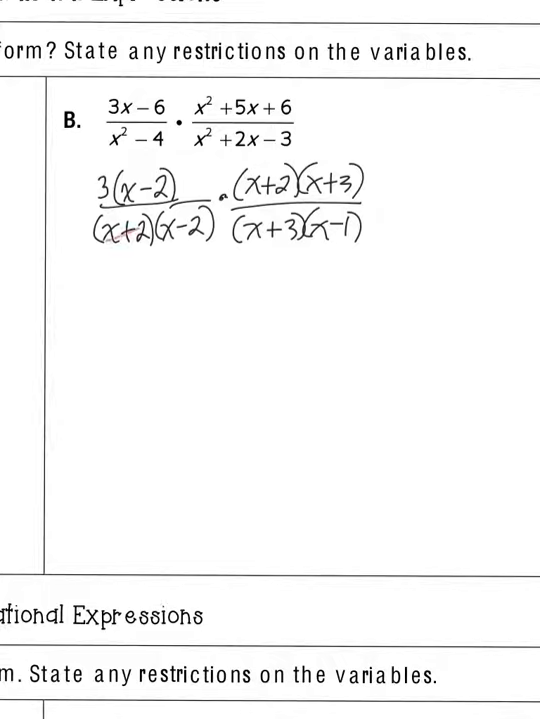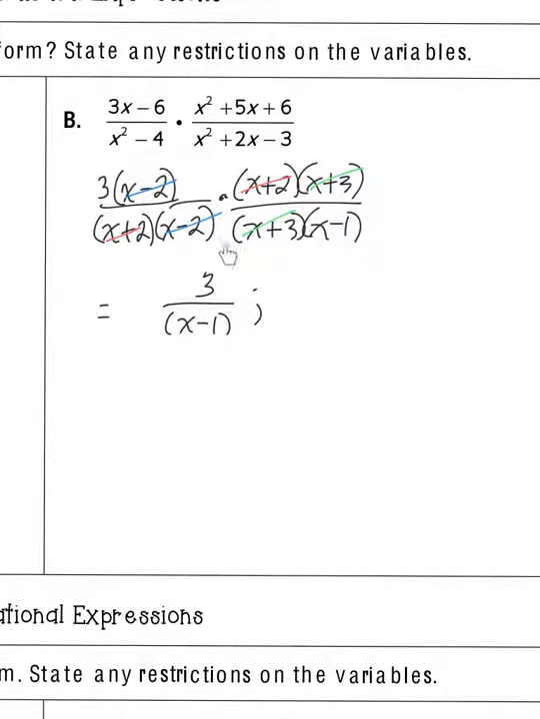And so the x plus 2's are going to cancel. The x minus 2's are going to cancel. And the x plus 3's are going to cancel. And that leaves me with a 3 up top and an x minus 1 in the denominator. But I still have restrictions.